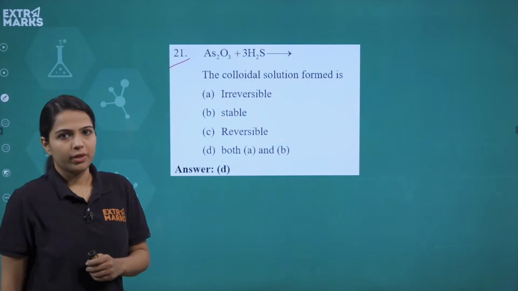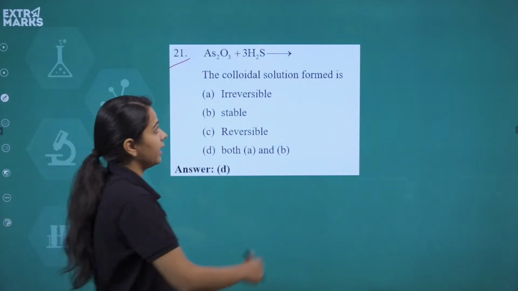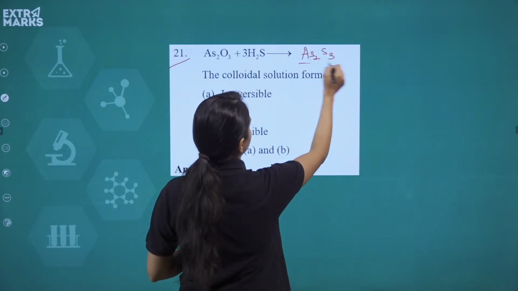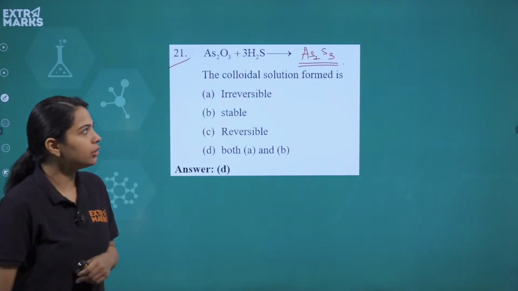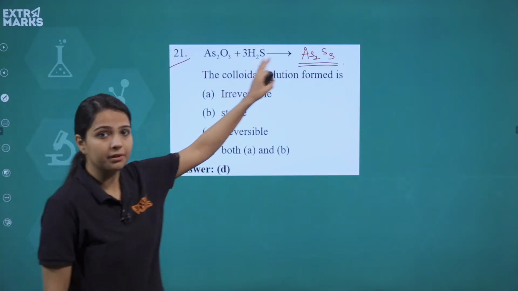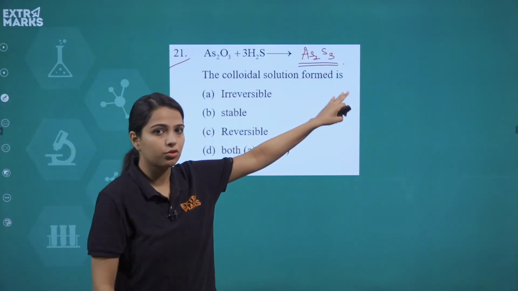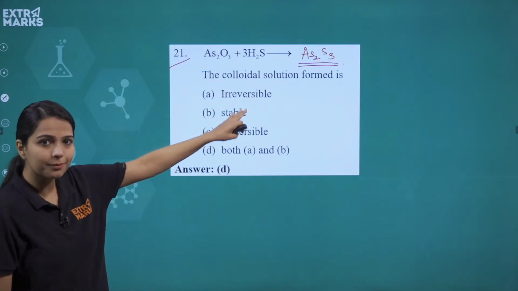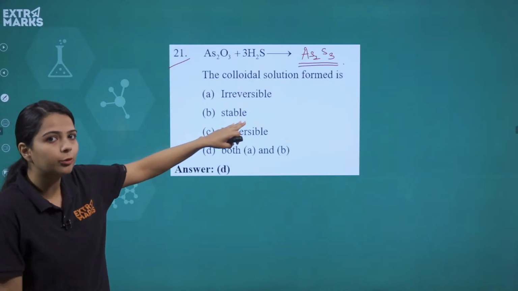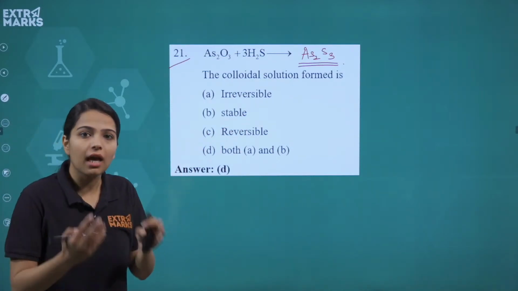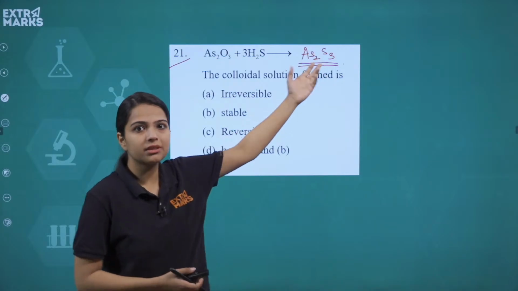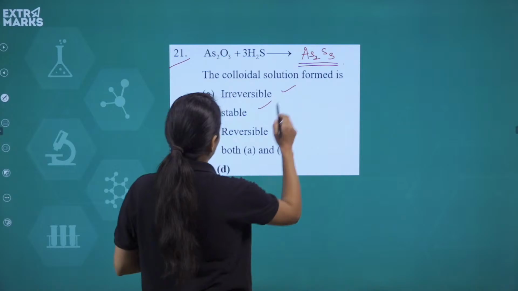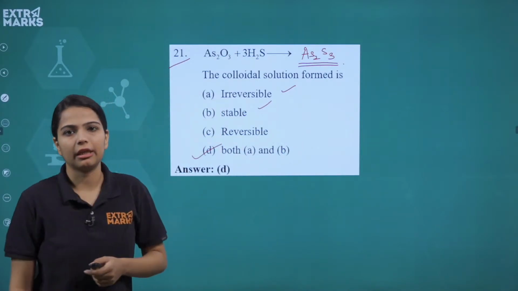As2O3 plus 3H2S, when this reaction happens, what do we get? We get the sulfide sol of arsenic. This is the sol that we are going to get. The colloidal solution formed is a stable sol that we are getting using the double decomposition process. The colloidal solution formed here is irreversible as well as stable. Why are we calling it irreversible? Because when this is formed, it is not formed back again. So this is an irreversible reaction. Now the answer is option D here, both A and B.